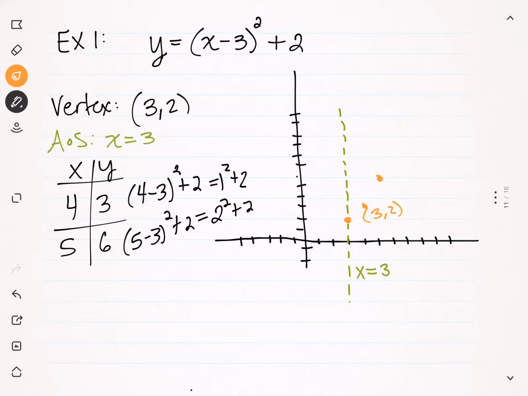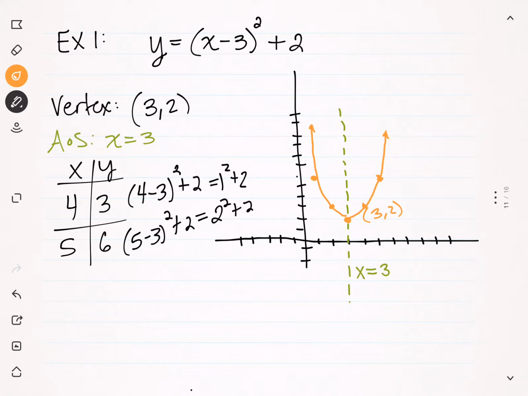Now my next step is to reflect these points over my axis of symmetry. So I'm going to bring them across and line them up here. And now I have a total of 5 points. Okay, so now I can connect those points. And remember, parabolas are like a U shape. They're not a V shape. So you want to make your dots look like they're kind of curving and making that U shape.